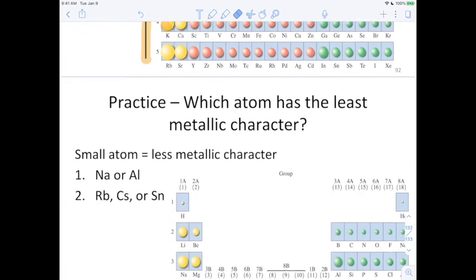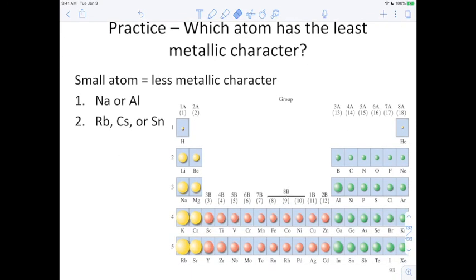All right, so next up, here we have just a couple quick practice problems. So let's do the first one together. Here we have sodium and we have aluminum. We want to know which one has less metallic character, and there's a note here that the smaller the atom, the less metallic character it has. So which one is less metallic, sodium or aluminum? Excellent. So I see a lot of aluminum. It's good to know people are awake out there.